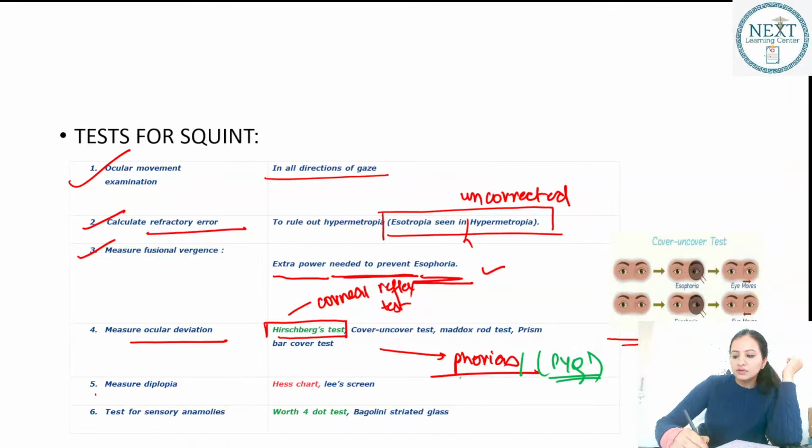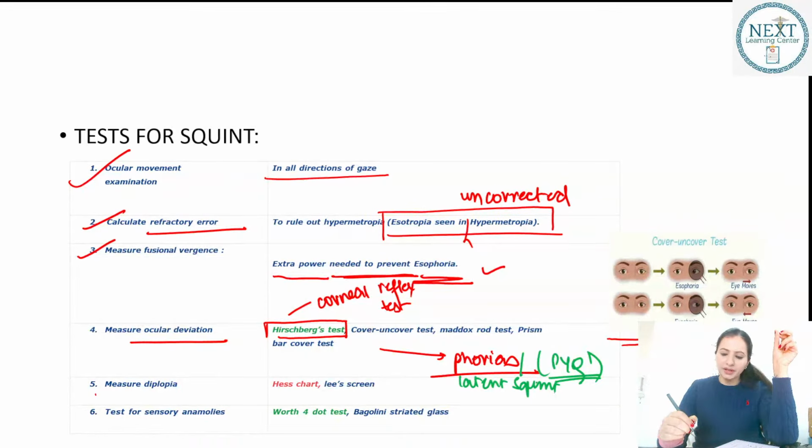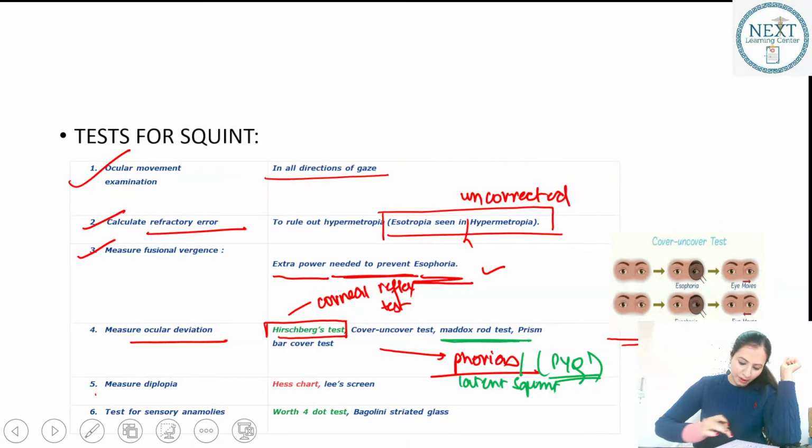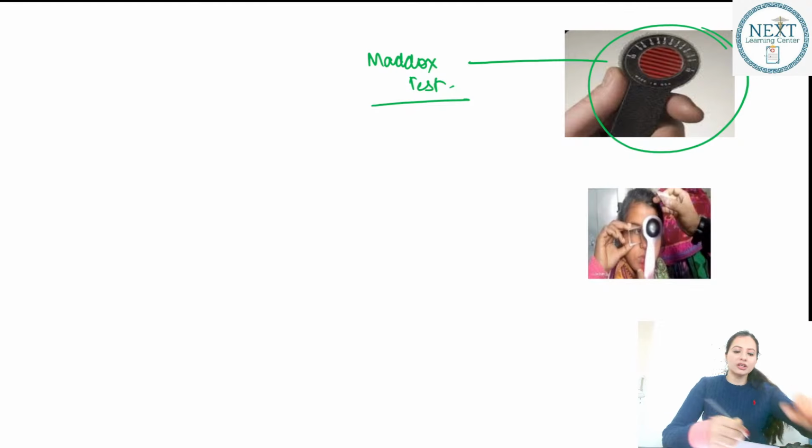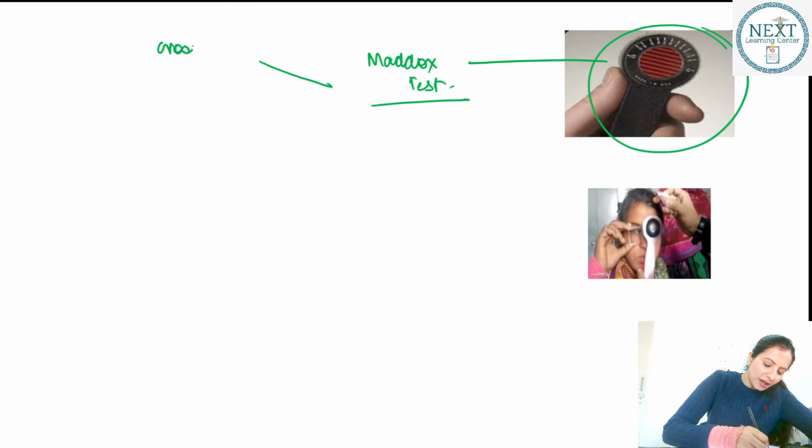Okay, which is also known as latent squint. I think this has been asked in January 2025. Another test is your Maddox rod test. What is Maddox rod? This is your Maddox rod. The Maddox rod will tell you whether the patient is having a crossed diplopia or an uncrossed diplopia, right?